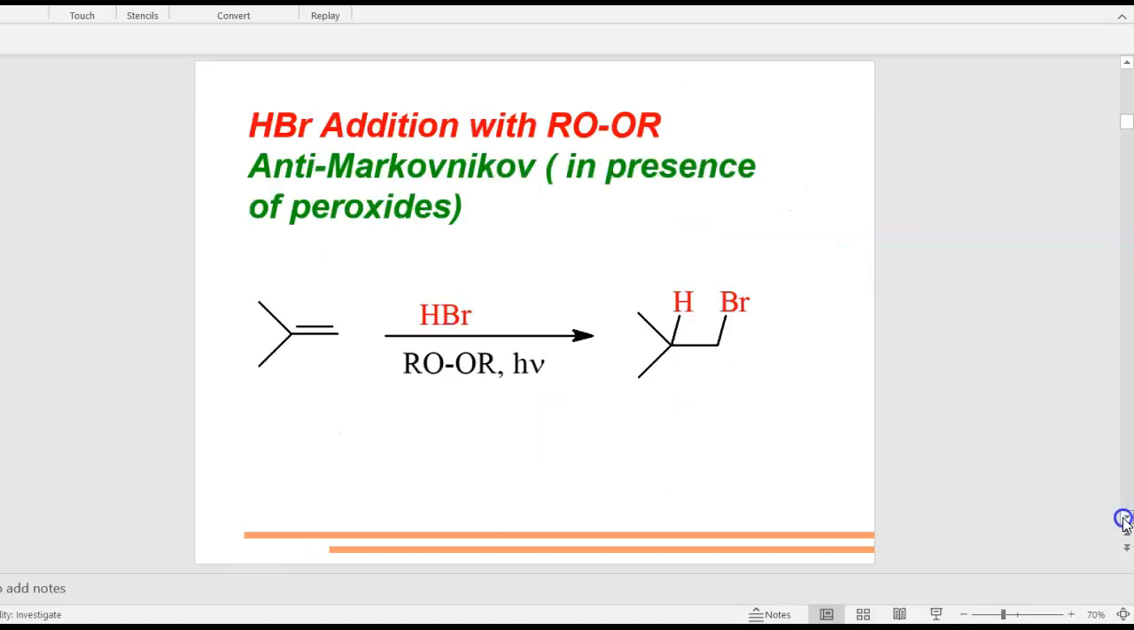Okay, all right. Now let's look at the next reaction, which is HBr addition with peroxides. Now in this case, it follows the anti-Markovnikov rule. So in the previous one, we had the Br attached to the more substituted carbon, but if you want the Br to be attached to the less substituted carbon, we use these conditions where we do it in the presence of a peroxide, and h nu here stands for light. So in presence of light, this is a free radical mechanism, and you can get the product where the Br is attached to the less substituted carbon.